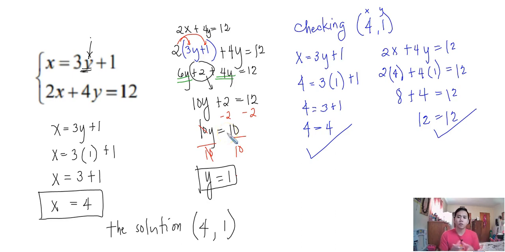Now in substitution, as a review, you have to make sure that the value of one of the variables is given. Again, do not look at the value only as a number. It can be an expression like this. All right, so next we go to elimination.